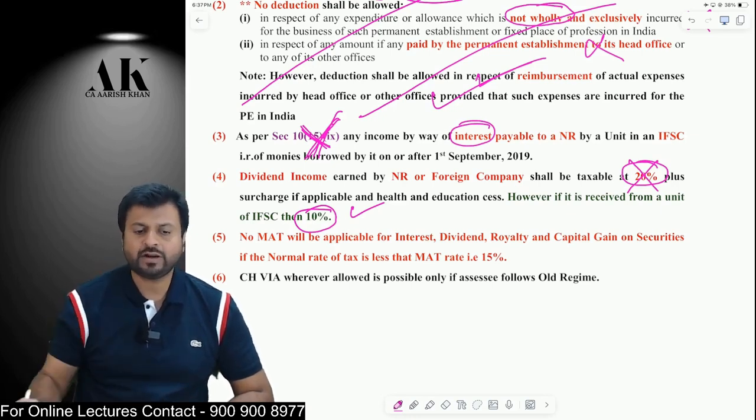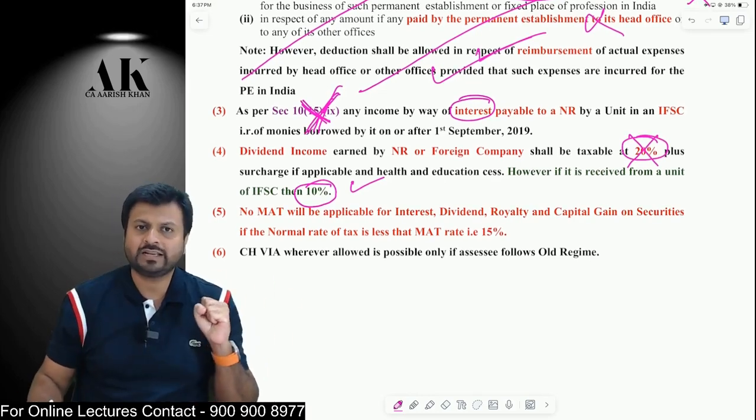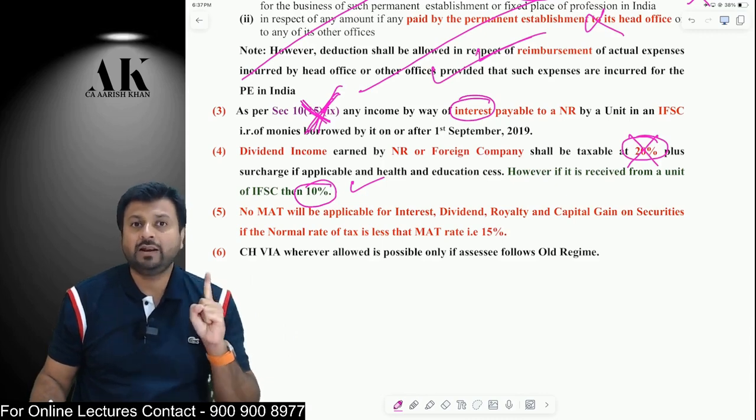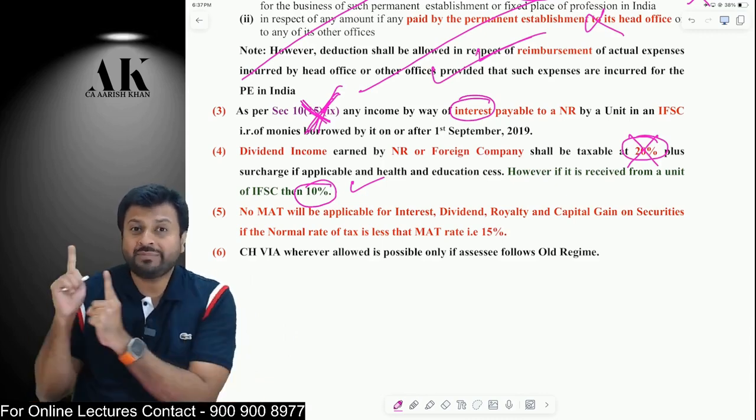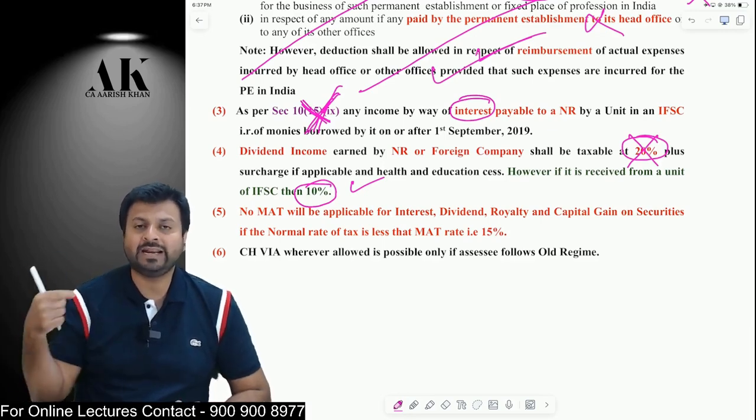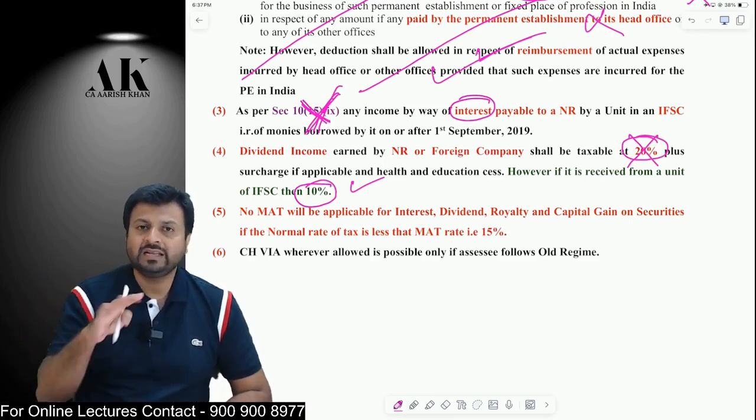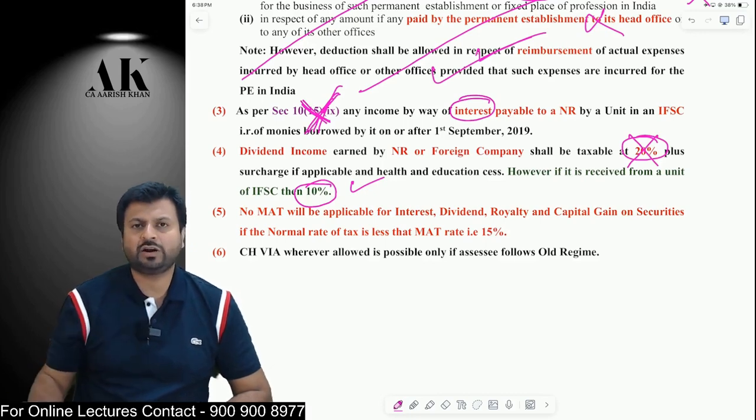Next, further important points. Now, whether MAT will be applicable on these interest and royalty incomes, sir. Remember, MAT will not be applicable if your normal tax rate is lower than the MAT rate. Suppose your normal tax rate is less than the MAT rate. What is the MAT rate? 15%. If the normal tax rate is lower than 15%, then MAT will not apply on those incomes.